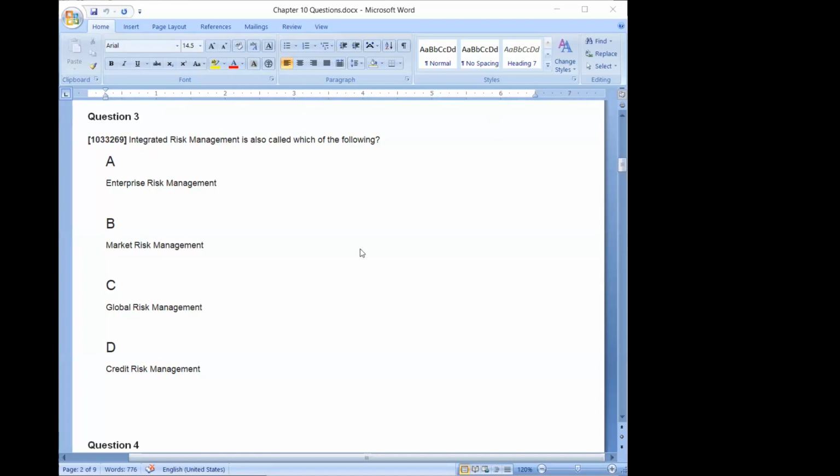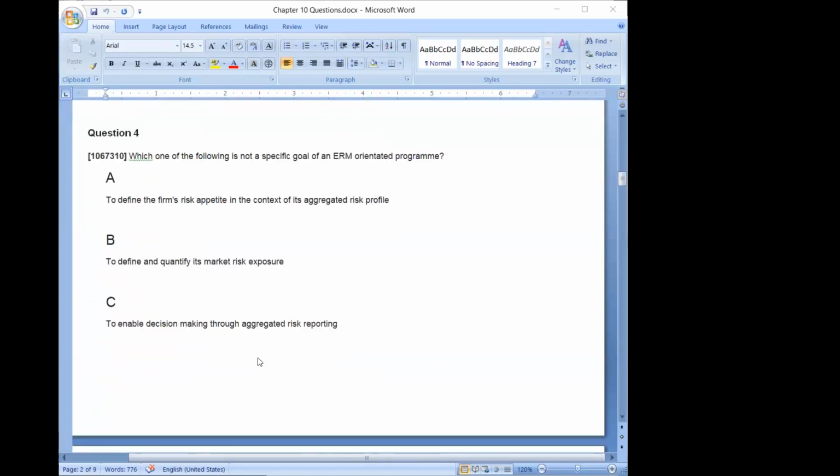Right, let's see the question. Integrated risk management is also called which of the following? Enterprise risk management, market risk management, global risk management, credit risk management. The answer is obvious, enterprise risk management. Question number 4.